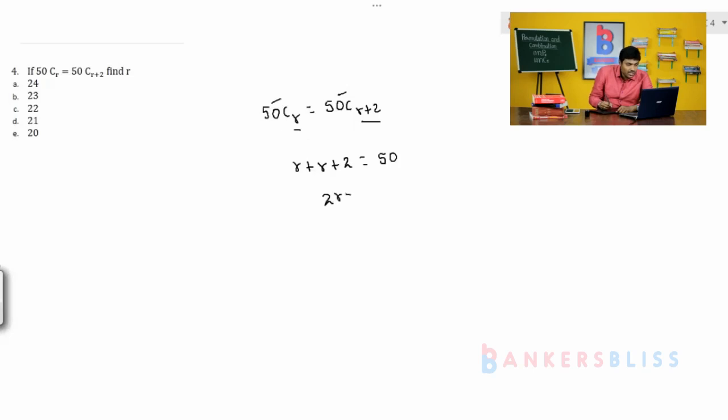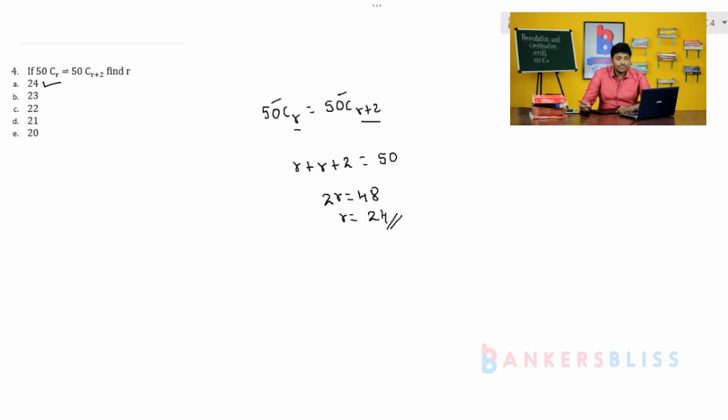So 2R is equal to 48, therefore R is equal to 48 by 2, 24. So option A is the right answer. R plus R plus 2 is equal to 50, 2R is equal to 50 minus 2, that is 48, therefore R is equal to 24. Option A is the right answer.